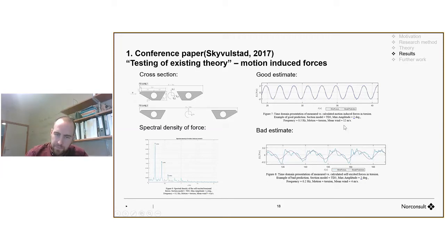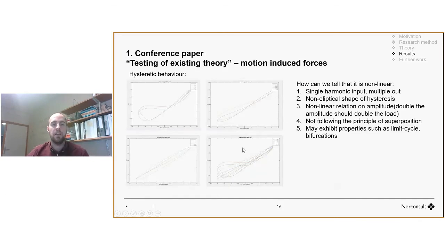Then we took the self-excited forces here, and took the spectral density of that force. You can see that this is the motion frequency of the cross section, and it should be only one frequency that is predominant, but you can tell that you have superharmonics at double that frequency and three times that frequency. And we also plotted the hysteresis behavior. It's basically the behavior of the static coefficient dependent on angle of attack. If the system is linear, you should have clear elliptical shapes here, but you can tell that these are not elliptical at all.